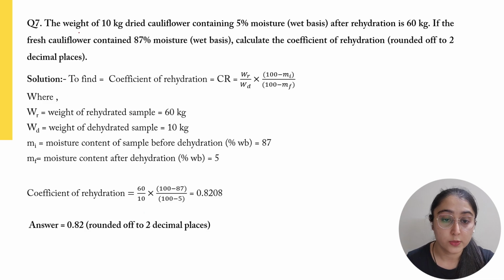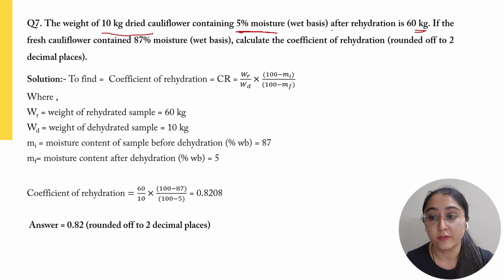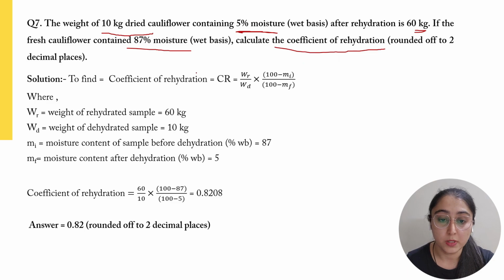Now heading on to the next question, question number 7, which is again a numerical. It says the weight of 10 kg dried cauliflower containing 5% moisture after rehydration is 60 kg. So we have dried cauliflower which has a moisture content of 5%, and after rehydration it becomes 60 kg. If the fresh cauliflower contained 87% moisture, so the moisture content before the dehydration was 87%, calculate the coefficient of rehydration up to 2 decimal places.